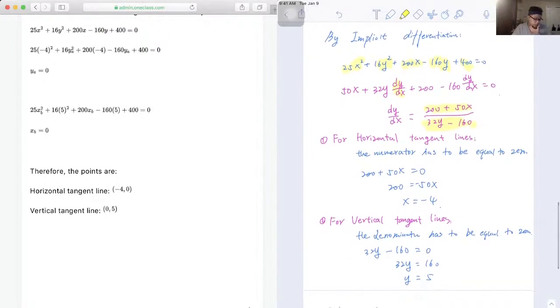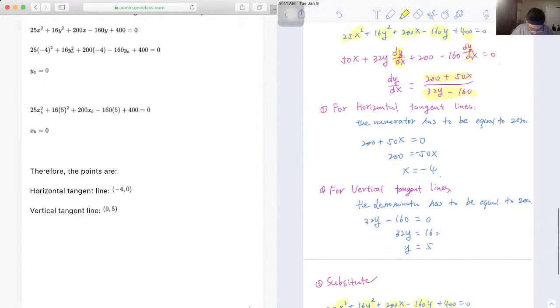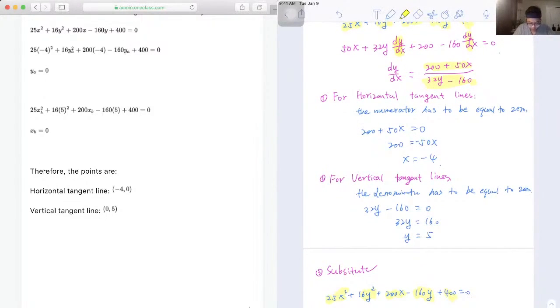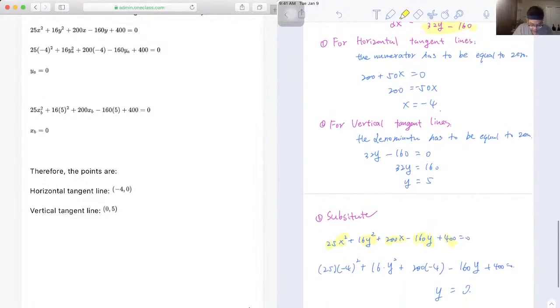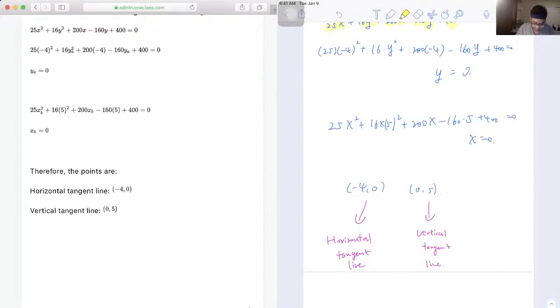So just remember, when you take the derivative of something related to y, also take the derivative of y. So that's why we have dy and dy dx here. And then we just substitute the number in after we let the numerator and denominator each equal to 0 to find our horizontal tangent line and vertical tangent line. Okay, and that is our answer.